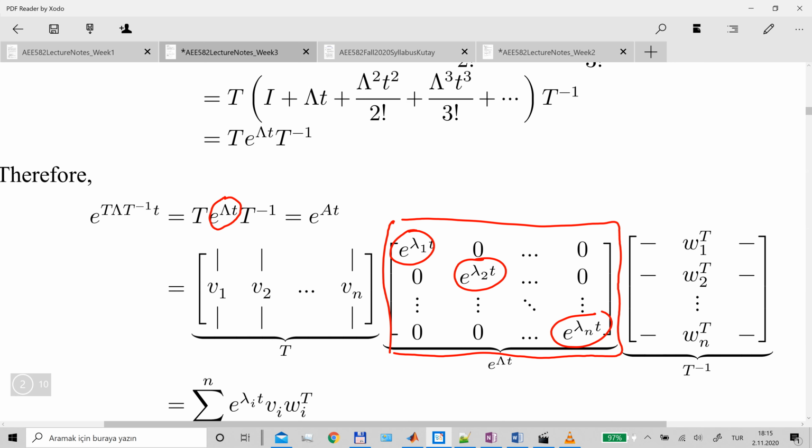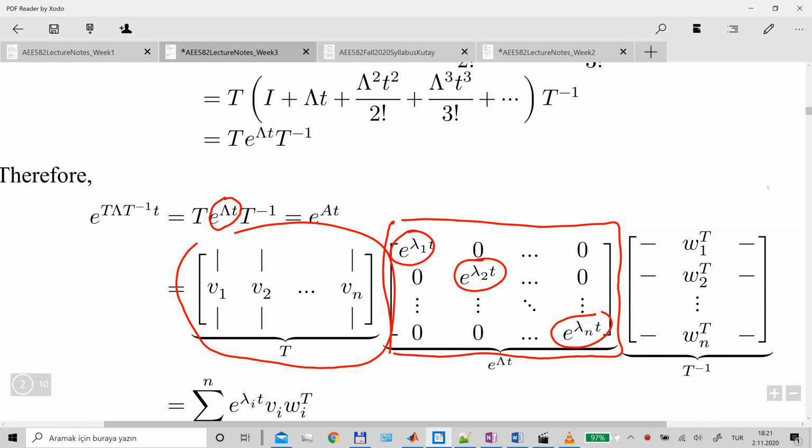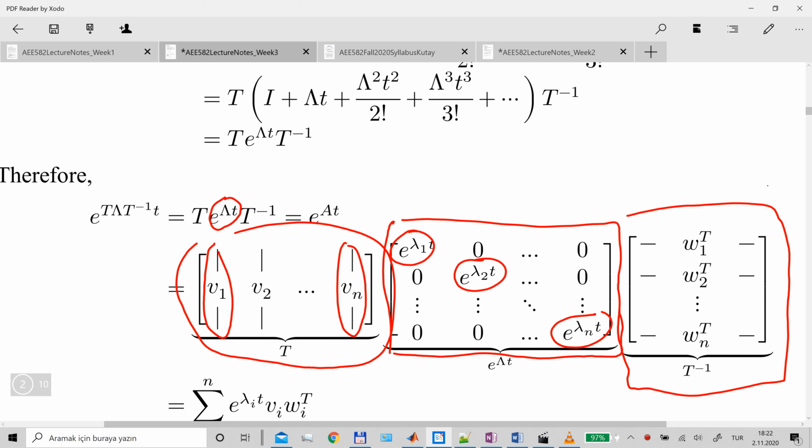So this simply becomes taking the exponential of these scalar eigenvalues as you see here. And you pre and post multiply that matrix with the transformation matrix T and its inverse. The matrix T was formed by the eigenvectors V1 through Vn. The inverse of that is here, this matrix. So let's call the rows of the inverse matrix W1 through Wn. We know that T is invertible, and when you take the inverse of that matrix, we simply call the rows of that inverse matrix W1 through Wn.